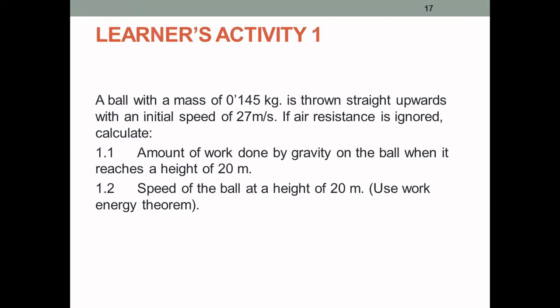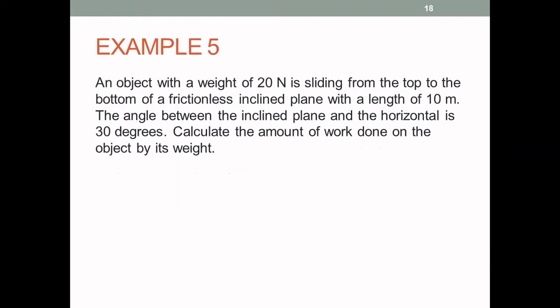Okay, learners activity 1. You need to do this by yourself at home. A ball with a mass of 0.145 kg is thrown straight upwards with an initial speed of 27 meters per second. If air resistance is ignored, calculate the amount of work done by gravity on the ball when it reaches a height of 20 meters. 1.2, we need to calculate the speed of the ball at a height of 20 meters. You need to use only the work energy theorem.